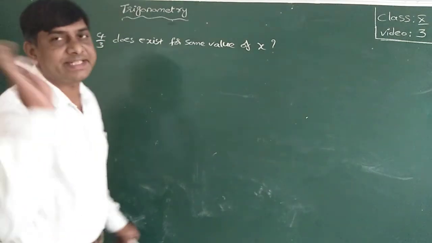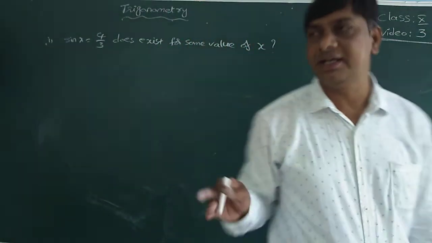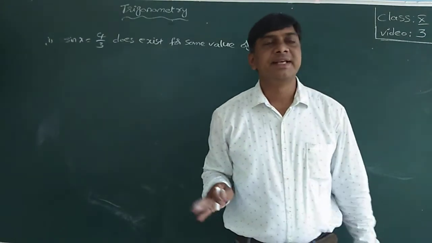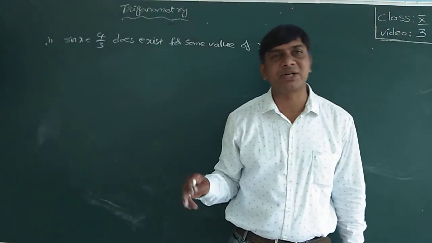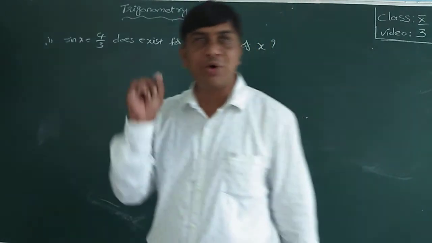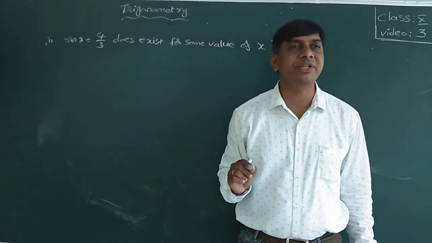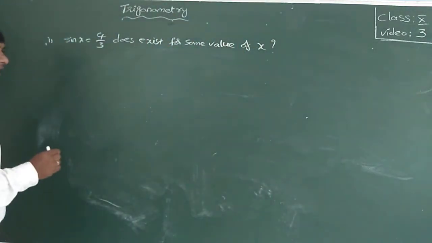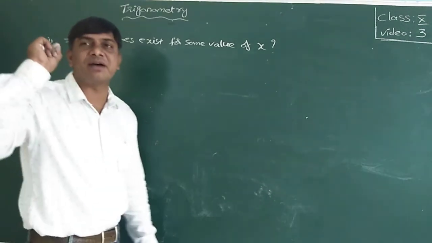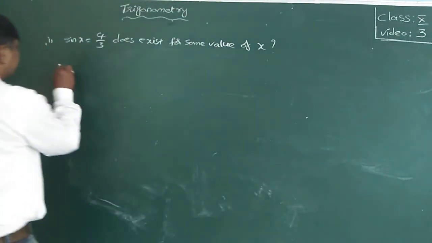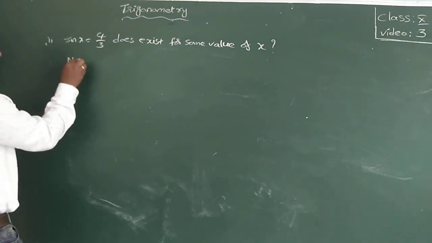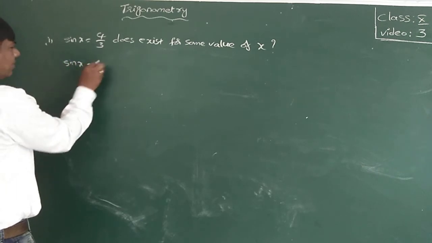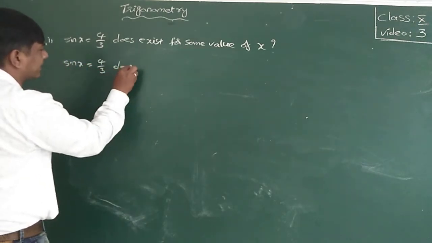This never exists because sin x is given as 4 by 3, an improper fraction, whereas sin and cos are proper fractions, because the ratio of sin is the opposite side to the hypotenuse. In a right angle triangle, hypotenuse is the longest side. So no, sin x is equal to 4 by 3 does not exist.